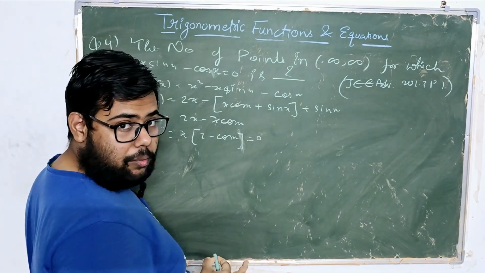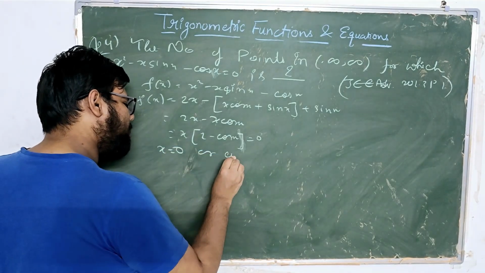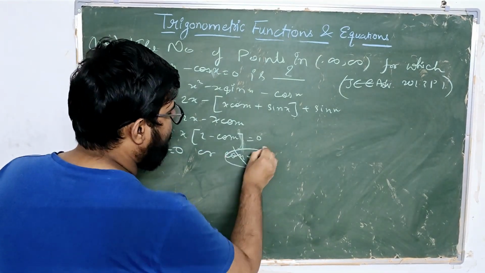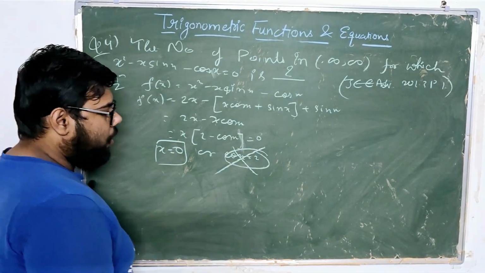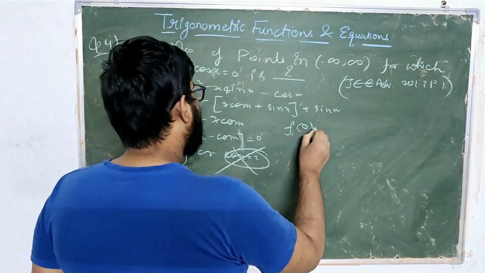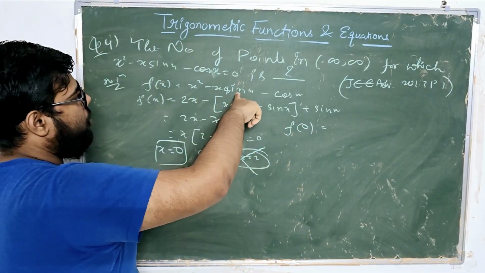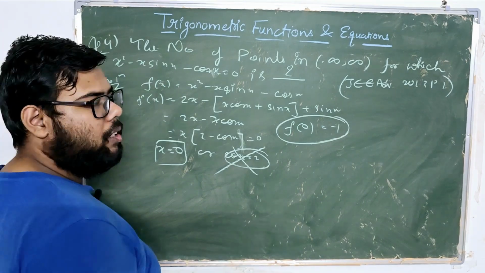Now to check for the critical points, you will set it equal to 0. So either x is equal to 0 or cos x is equal to 0, of course this is not possible. So it means that there is only one critical point, x is equal to 0, right? And what is the value of function at 0? Function at 0 will be equal to 0 minus 0 negative 1. So it will be negative 1. Okay, so f of 0 is equal to negative 1.